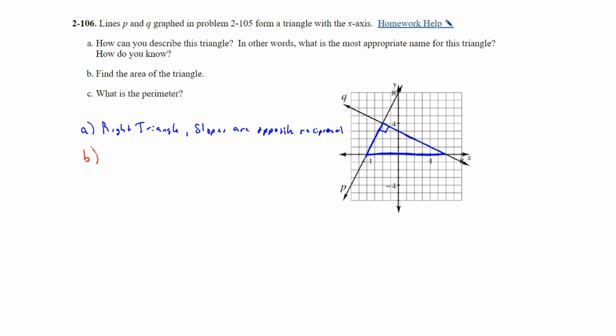Part B, find the area of the triangle. Area is equal to 1/2. We'll mark this as our base because we know the distance of this we can count. It's from -4 to 6, so that's 10 units. So that'll represent our base. And then the height, we can go from this vertex straight down, and that represents the height. Once again, that's something we can count, which is 4. So therefore, our area would be 1/2 of 40, and that is 20 units squared.